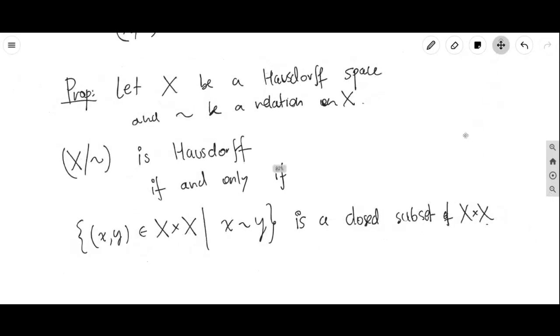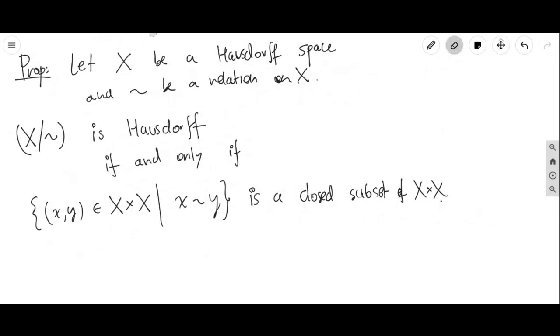So this is not exactly the easiest condition to use, but this is the proposition. And because we're lazy, we're only going to prove the easy half of the proposition. The other direction takes more work to prove. Not anything clever, but it's fairly long. So we'll just prove it in one direction. If the quotient is Hausdorff, then the set of points that are related to each other in the product space must be a closed subset of the product space.